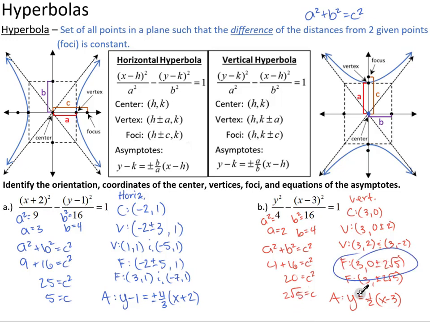Now, normally we can leave this expression here, but since it's 0 plus and minus 2 root 5, we could simplify that to just plus and minus 2 root 5. And lastly, for our asymptotes, y minus 0, for y minus k, is just y, and a over b, 2 over 4, reduces to 1/2. So we went ahead and reduced that here for our slope, and then wrote x minus h, x minus 3 right there. Okay. All right, let's move on.